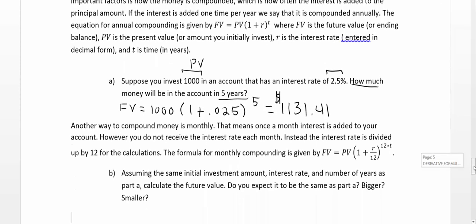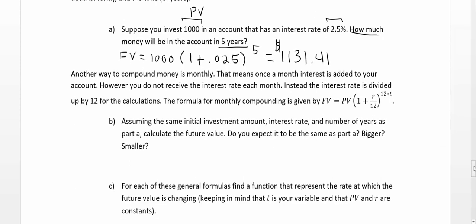That's how typically savings and investment accounts work that are common at banks. That means that once a month, interest is added to your account. However, you do not receive the interest rate each month. You don't get 2.5% every month. Instead, the interest rate's divided up by 12, and each month you get a little chunk, or 1/12, of that 2.5%.